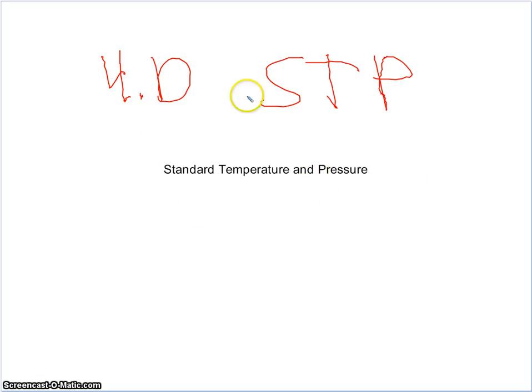Alright? So standard temperature and pressure. There's really two parts to knowing standard temperature and pressure. First, you've got to know the values. That's just memorization. You start there. Before you can explain anything, you've got to memorize some stuff.